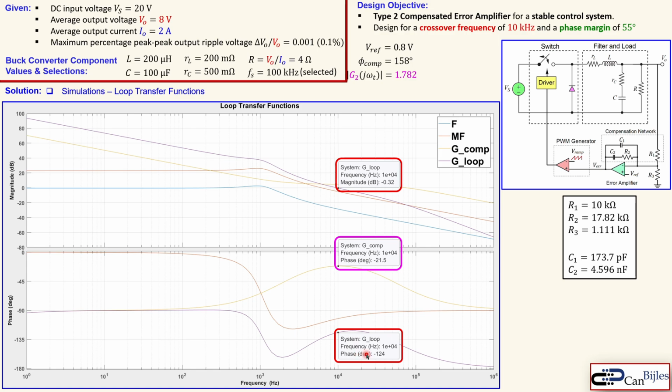What you see is that the phase here, considering 10 kilohertz is the unity gain frequency, gives a phase margin of 56 degrees, because the distance from this phase to minus 180 degrees is 56 degrees. So this is exactly as we want, or actually more than what we wanted.